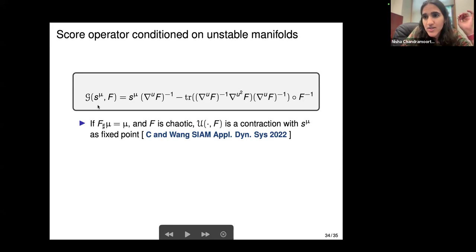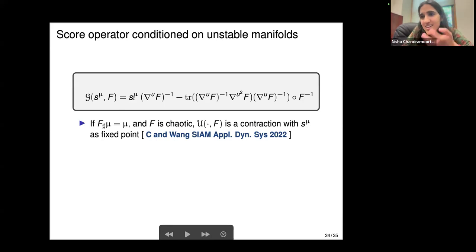If this is your target distribution, you can take the formula for the score operator and treat it as a fixed point iteration. Because if mu is indeed a physical measure, it is invariant by definition, so F push forward mu is mu. In addition, this G, the score operator, is actually going to be a contraction if you define the gradients only along unstable manifolds. Intuitively, if you take the gradient of F in the unstable direction, it's blowing up, so this inverse is going to be less than 1. And so this is a fixed point iteration on function space for calculating S mu.